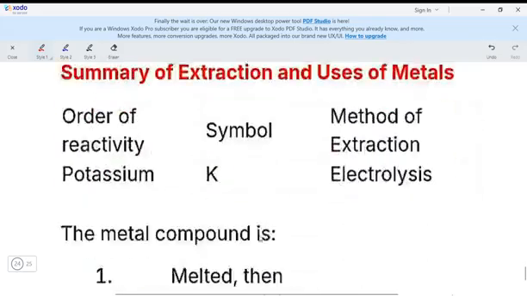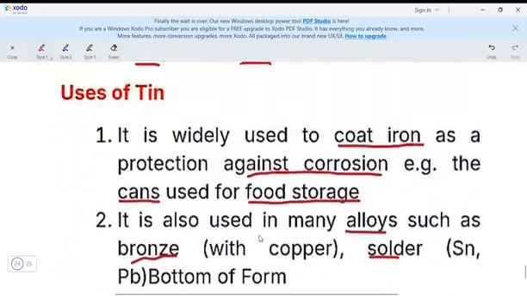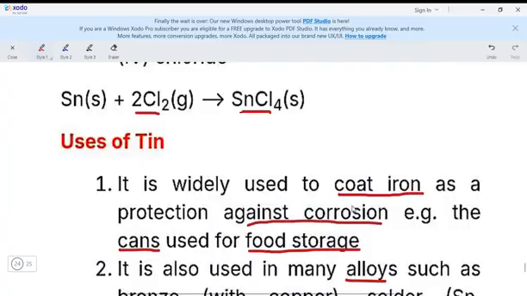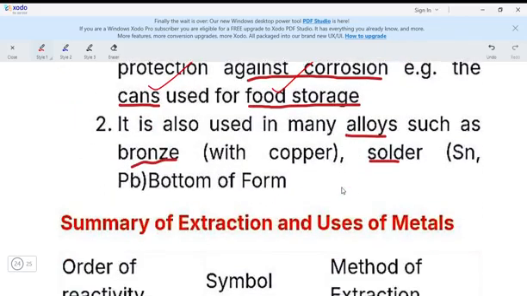Now uses. What can we use tin to make? So the first, it is widely used to coat iron. So if you have iron, just surround it with tin so that it will not corrode, so that you can use it for your can. You want to store food, so that you can use it for the storage. You can also use tin to make alloys, such as bronze. Remember, bronze is copper and tin, while solder is tin and lead. So that means you can use it to make solder, tin and lead, or use it for bronze, copper and tin. So that's the usefulness of tin.